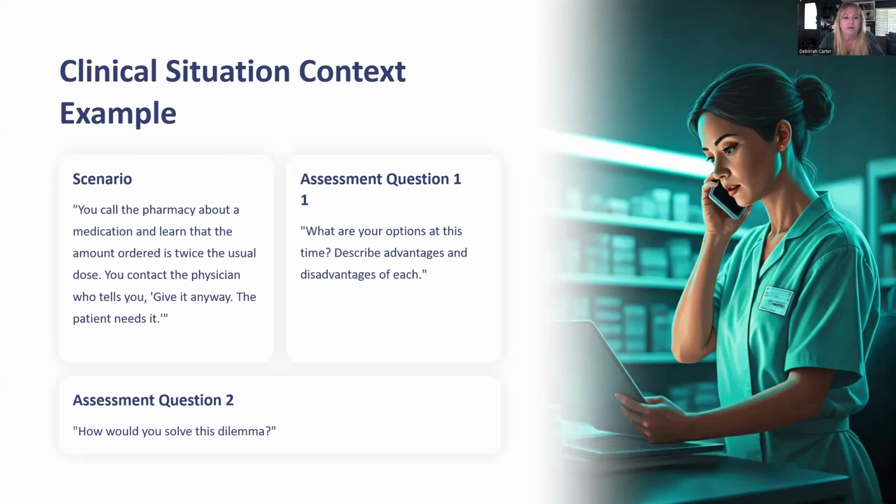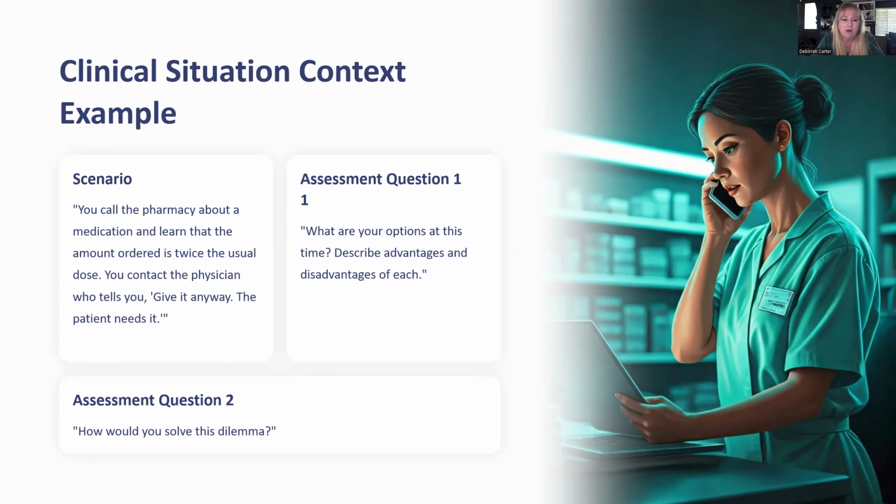So an example, clinical situation as context. You call the pharmacy about a medication and learn the amount ordered is twice the usual dose. You contact the physician who tells you give it anyway, the patient needs it. So question 1, what are your options at this time? Describe advantages and disadvantages of each. Question 2, how would you solve this dilemma?